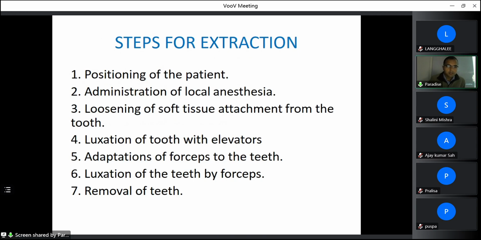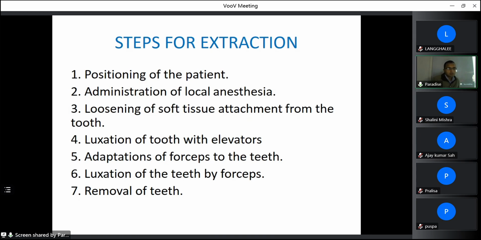Steps for extraction are: positioning of the patient, administration of local anesthesia, loosening of soft tissue attachment from the tooth, luxation of tooth with elevators, adaptation of forceps to the tooth, luxation of tooth by forceps, and removal of the tooth. If you follow this sequence, it is easy. Never try to use forceps for luxation of the tooth. Always use a straight elevator first. Once the tooth is luxated, then only you must apply the forceps.